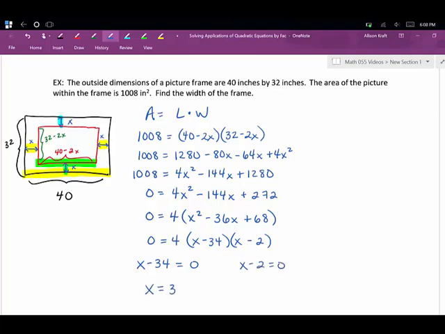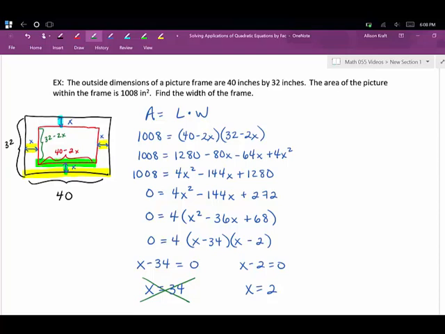We get x to be equal to 34 and x to be equal to 2. We want to make sure that our solutions make sense for the context of our application. So let's check it out. X represented the width of the frame. If the entire frame is only 32 inches, the width of the border of the frame couldn't possibly be 34 inches. That exceeds the whole side of the picture frame. Therefore, x equals 34 is an extraneous solution. X equals 2 is the only solution that makes sense.